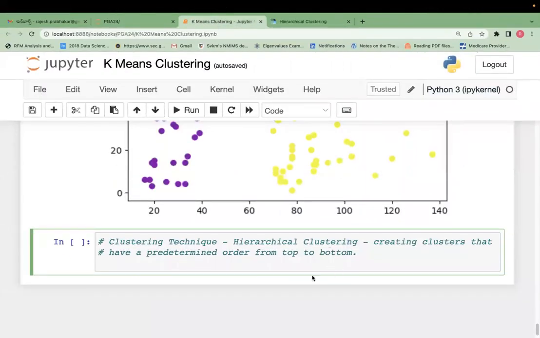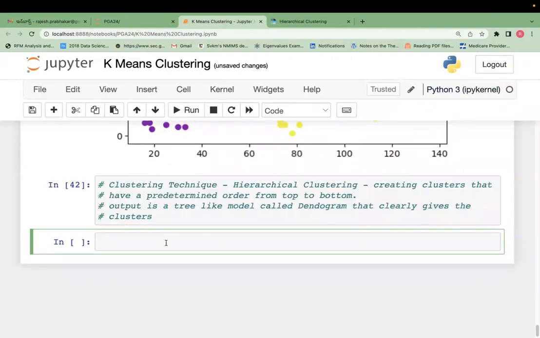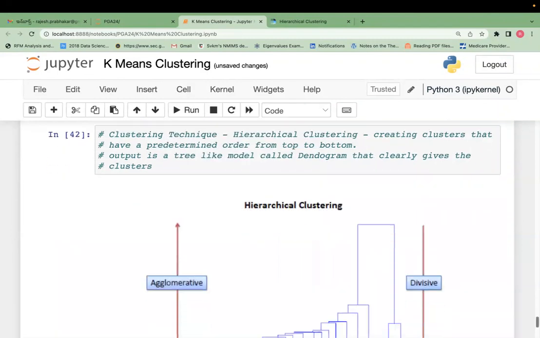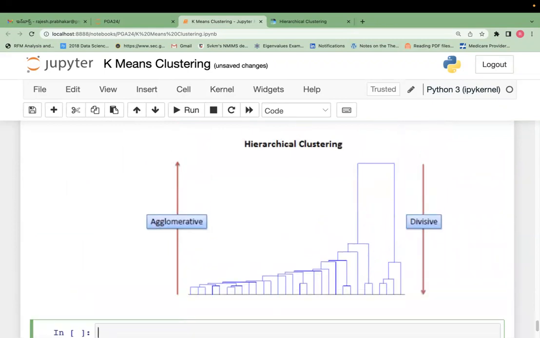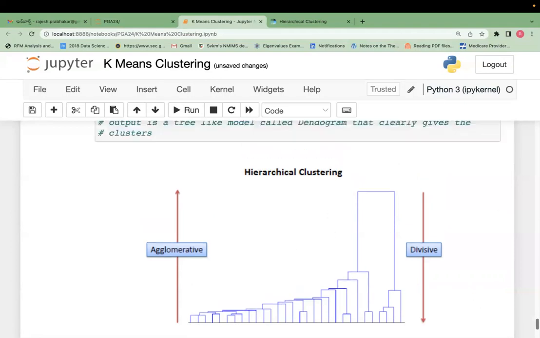In hierarchical clustering, the output is a tree-like model. We call it a dendrogram. You can see here, you will get a dendrogram like this. This is one cluster. So the output of hierarchical clustering is a dendrogram, a diagram which will give you the clusters.